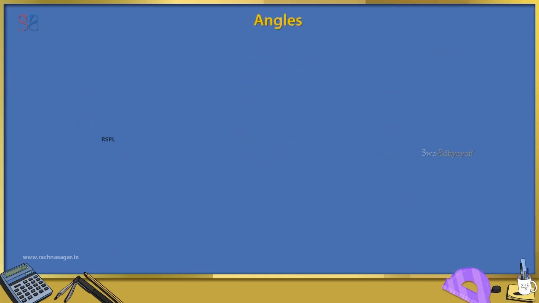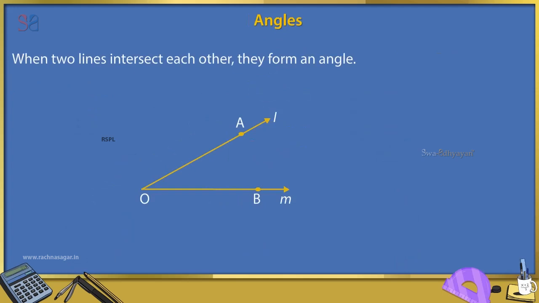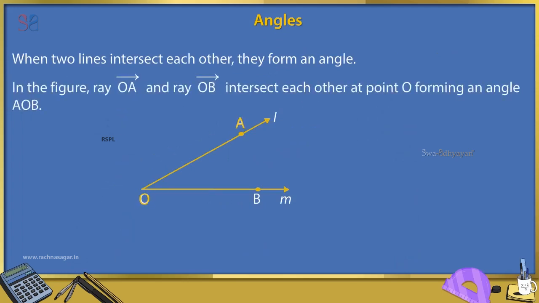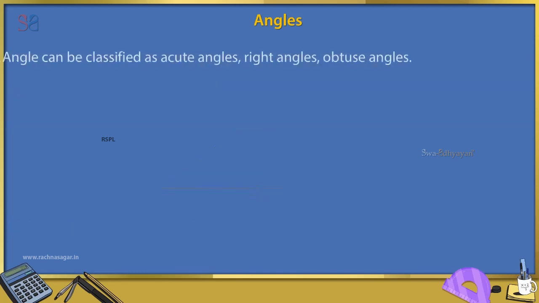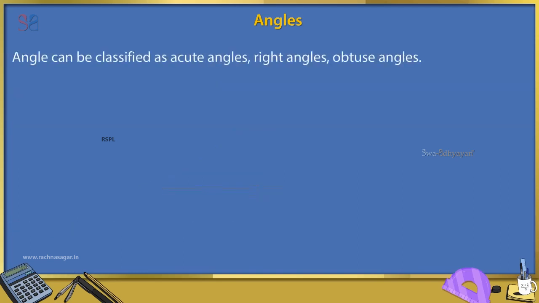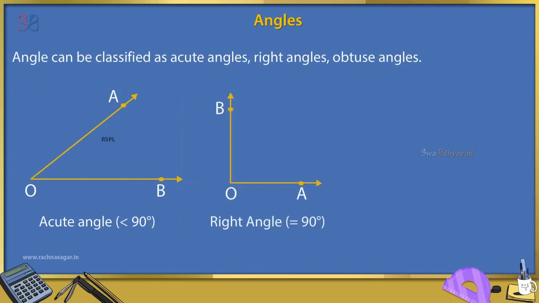Angles. When two rays meet, they form an angle. In the figure, ray OA and ray OB intersect each other at point O, forming an angle AOB. An angle is represented by the symbol. Angles can be classified as acute angles, right angles and obtuse angles. Acute angle: less than 90 degrees. Right angle: equal to 90 degrees. Obtuse angle: greater than 90 degrees.